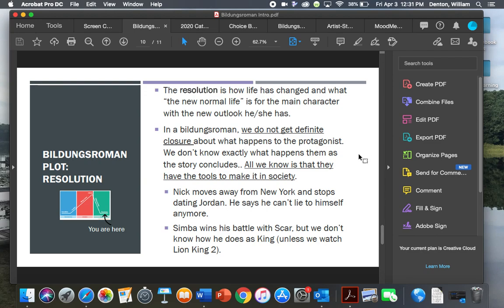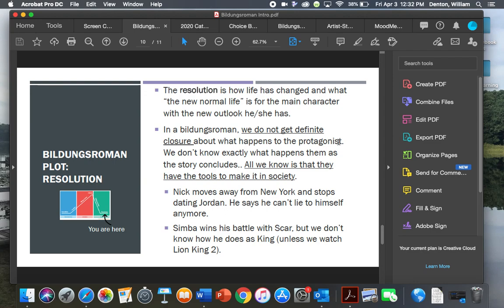Moving forward, the final part of the plot diagram is the resolution. This is how life is changed and what the new normal life for the main character is. When the main character has his or her epiphany, they now get the world. But in a Bildungsroman, we usually don't get closure about what happens. For example, in The Great Gatsby, once Nick realizes, I don't want to be a part of this world, forget you, Tom, forget you, Jordan, I'm moving back home, we don't know what happens to him.